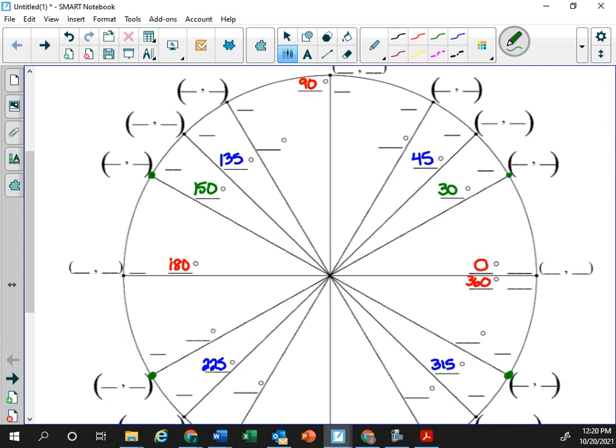What do you think in the third quadrant? 210. Good. 210. We're doing one at a time here. Only the green ones. Fourth quadrant. What am I going to put? 330. 330. Good.